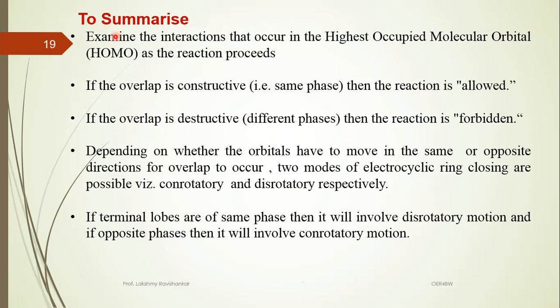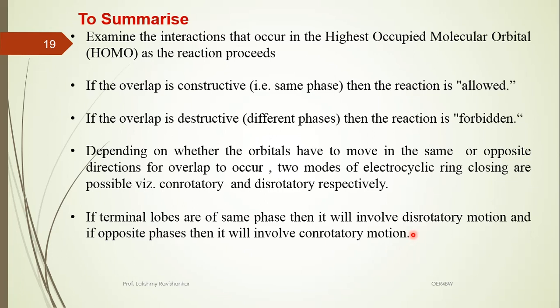So to summarize, we'll have to examine the interactions that occur in the HOMO as the reaction proceeds in order to predict the outcome. If the overlap is constructive, that is the same phase, the reaction is allowed. If the overlap is destructive due to different phases, then the reaction is forbidden. Depending on whether the orbitals have to move in the same or the opposite directions for an overlap to occur, you can have two modes of electrocyclic ring closing, namely conrotatory and disrotatory respectively. If the terminal lobes are of the same phase, it will involve disrotatory motion, and if they are of opposite phases, then it will involve conrotatory motion.